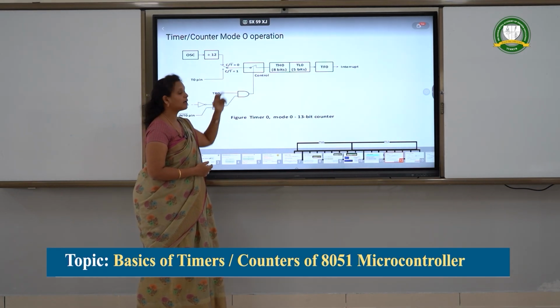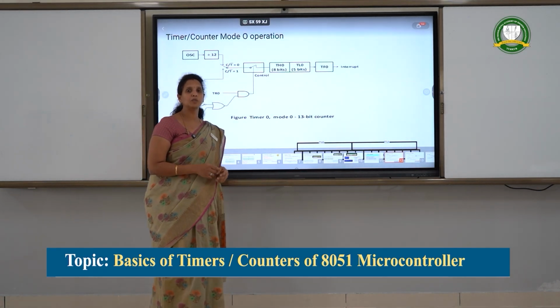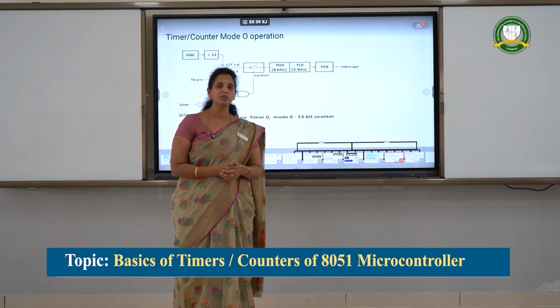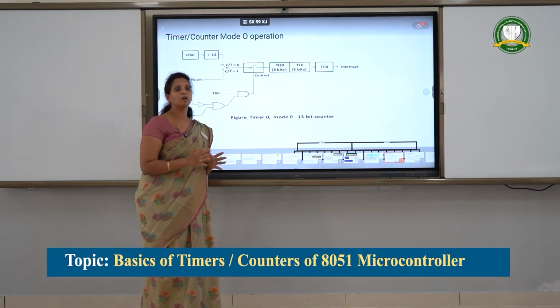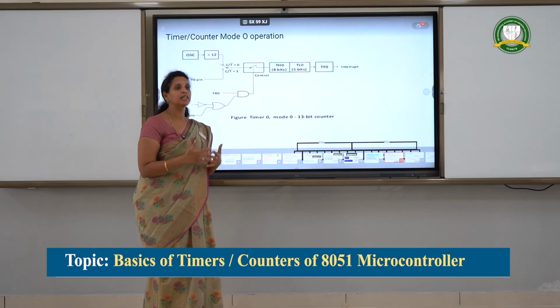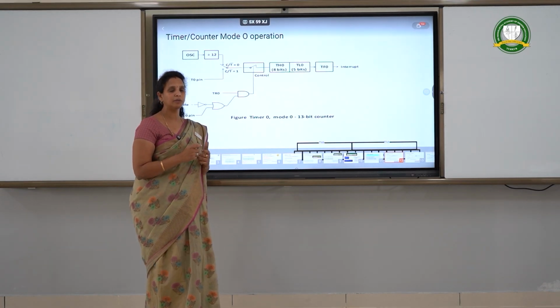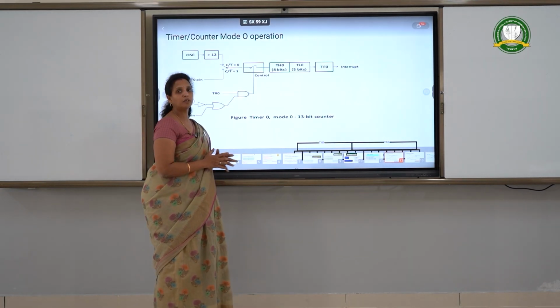What if C/T bar is 1? If C/T bar is 1, it means it is working as a counter. At that time, the internal oscillator frequency will never be the clock source. Rather, we have to connect an external clock source through a suitable pin to make this counter work.